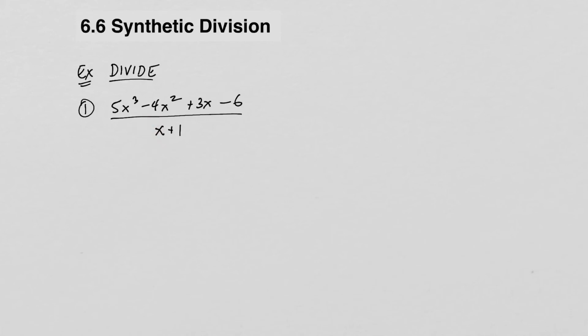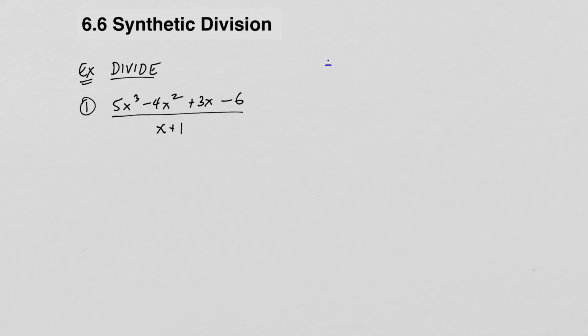So it's useful if you're dividing by something like x plus 5, or if you're dividing by something like x minus 3. If we have some polynomial p of x divided by something like this, then we can use this method called synthetic division. The method is really simple to use once you know the basics for using this method.